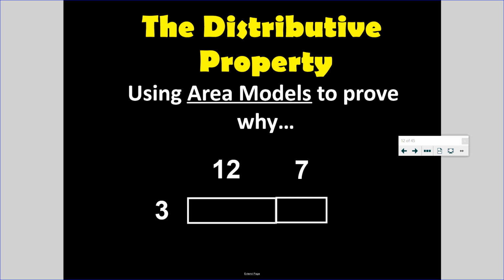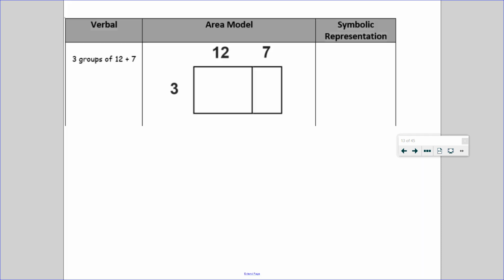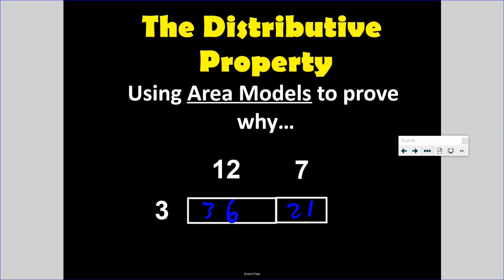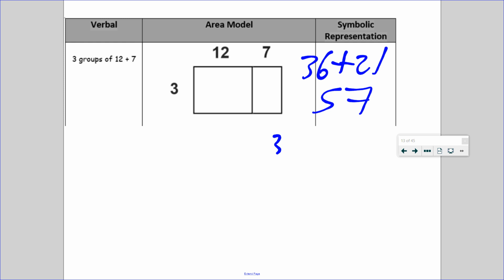Next one. Using the area, prove why. So what is the area of this rectangle? 3 times 12 is 36. 3 times 7 is 21. So it can be represented as 36 plus 21, which adds up to 57. Also, you could represent it as 3 times 12 plus 3 times 7 to get 21.